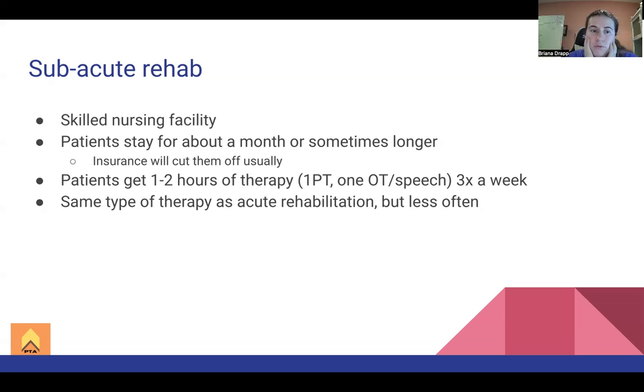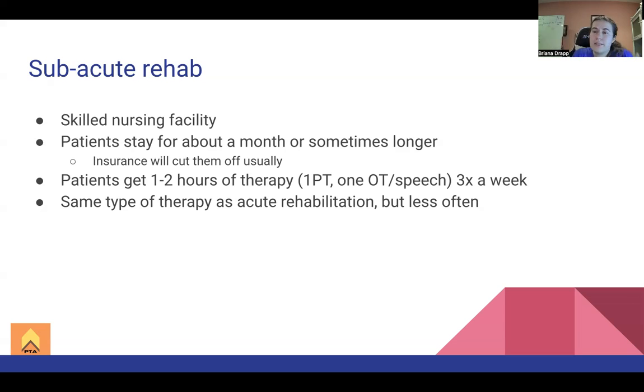So subacute rehab is also referred to as skilled nursing facility. Again, you can have people in a nursing home and subacute rehab all in the same facility. They're just all hanging out in the same area. But basically I always associate this with a SNF, but that's just me, thinking about where patients have gone from if they were in the hospital.